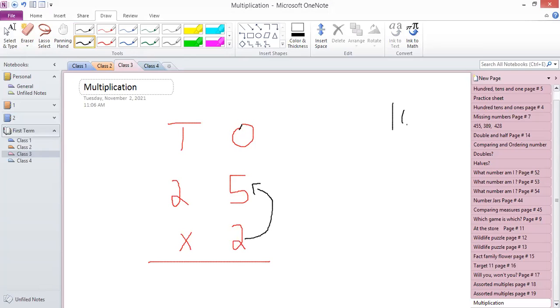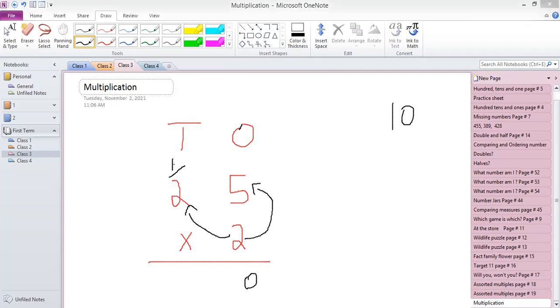In 10, there are 2 digits, 1 and 0. So 0 you will write here, and 1 you will regroup here. Now 2 multiplied by 5 equals 10 ones. You write 0 here, and you give 1 carry to the tens. Now you will multiply this 2 by this 2. 2 multiplied by 2 equals what? 4. So it will be 4.